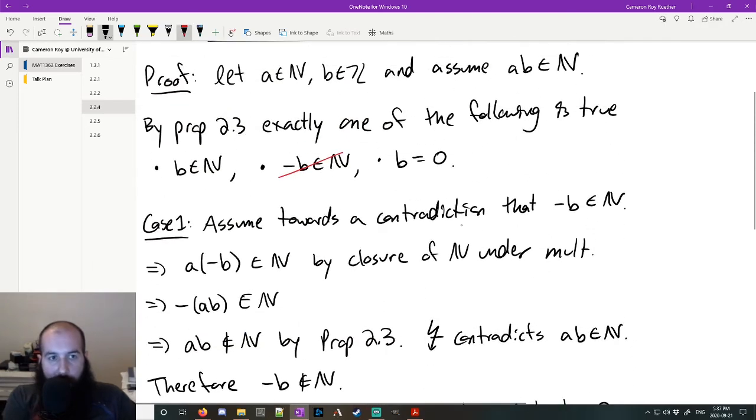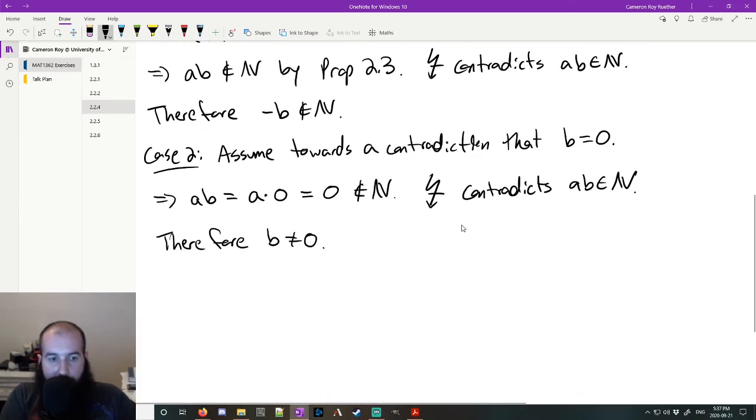which means if we go back up here, we've ruled out this possibility, and therefore proposition 2.3 states that the last possibility remaining must be the case. So hence, b is a natural number, completing the proof.